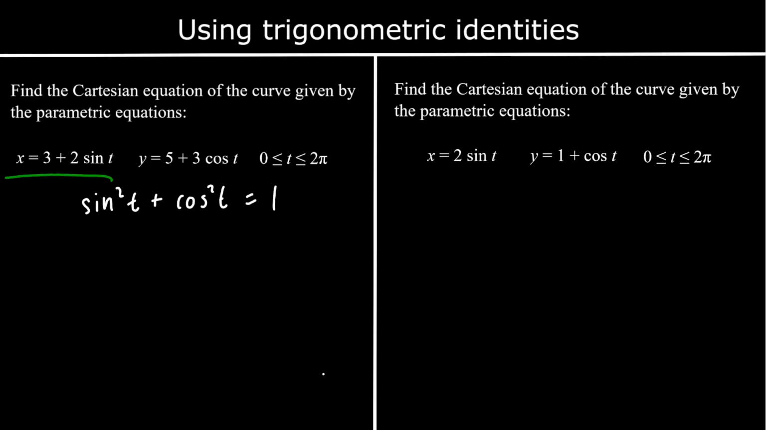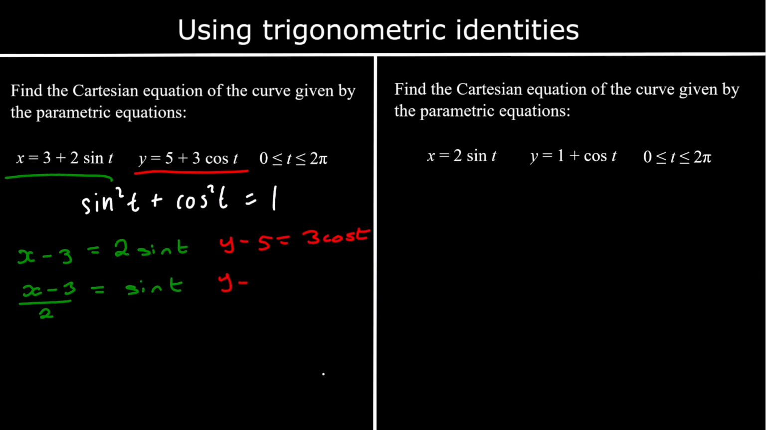So let's start with the x equation. So we'll take 3 away from both sides, and then divide by 2. So that is sine t by itself. For our cos equation, take 5 away from both sides, and then divide by 3. So we've got cos t and sine t. Now we just substitute them in to our identity, and we have our Cartesian equation.